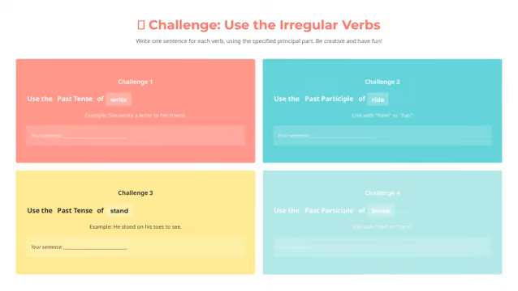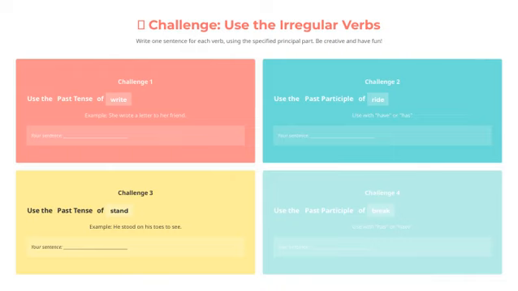All right, let's dive into the challenge on this slide. The key point here is to practice using irregular verbs in different tenses and forms, and to do so creatively and with fun. First, we have the past tense of write. An example would be, she wrote a letter to her friend. Now, your turn, think of a sentence using the past tense of write.